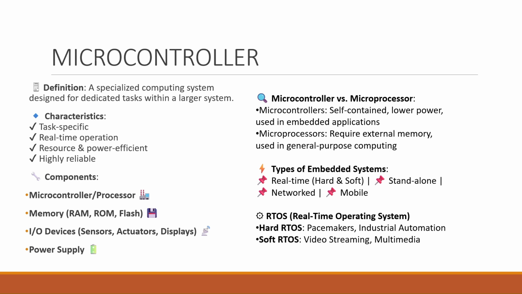Let's see the difference between the microcontroller and the microprocessor. The microcontroller is self-contained and low power, used in embedded applications. The microprocessor requires external memory and is used in general purpose computing.